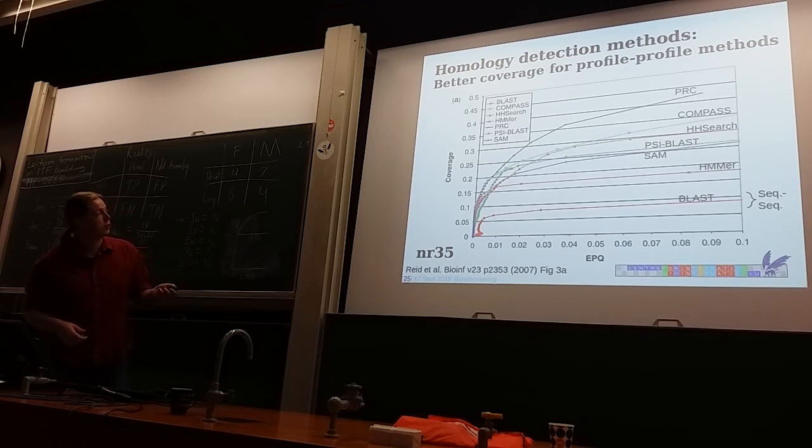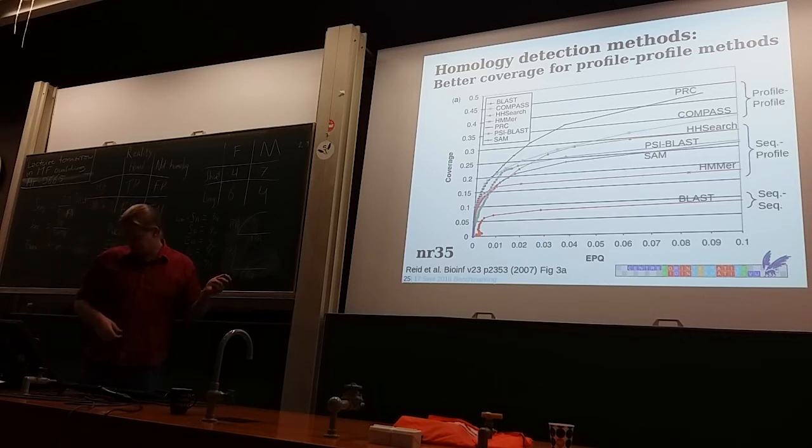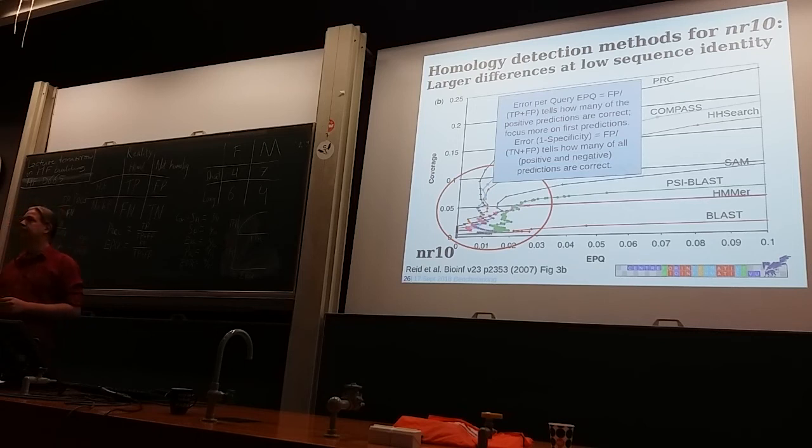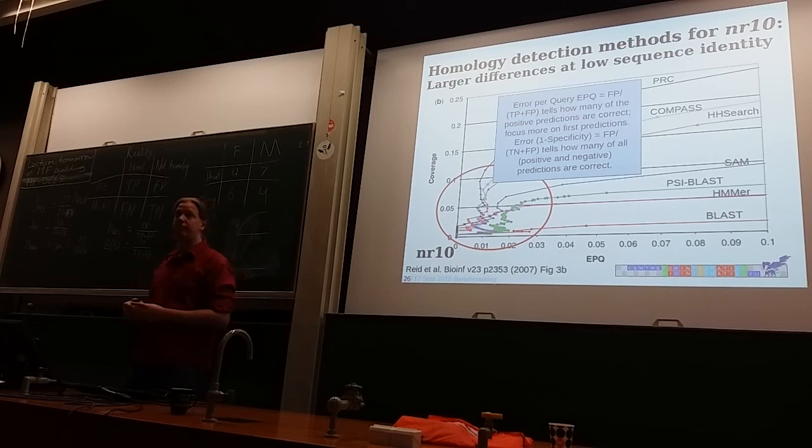We've already seen this graph before. This is on NR35. And now have a look at this one. What's going on here? Why is this such a mess? To refresh your memories, what would a perfect line look like here?